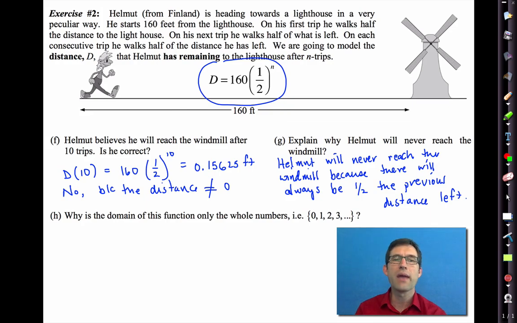Letter H is kind of important. It says, why is the domain of this function only the whole numbers? Now remember, domain, because it's been a little while since we've seen this piece of terminology, the domain are the inputs. So I'm saying that the only inputs that are valid to this function are 0, 1, 2, 3, etc. Now, why is that? Pause the video now and see if you can give an explanation for it.